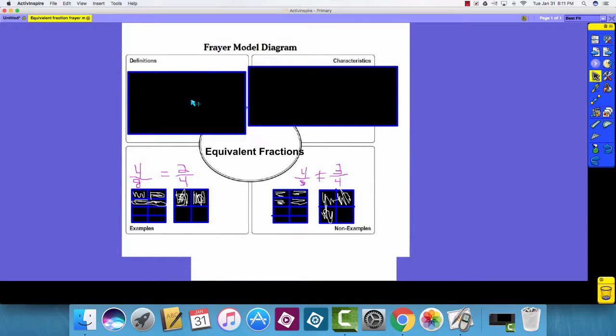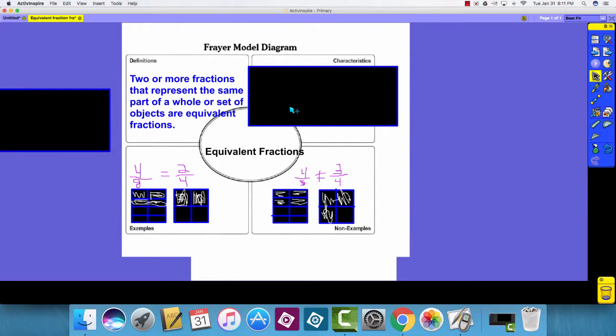So equivalent fractions. What exactly is an equivalent fraction? Well, equivalent fractions are two or more fractions that represent the same part of a whole or set of objects. For example, in our math message problem, there were two different pizzas, and we realized that the girls ate the same amount, even though they divided their whole up differently. One divided it into two equal pieces, and the other into four equal pieces. They both ate half of their pizza. So an equivalent fraction is just two or more fractions that represent the same part of a whole or set of objects. Pause the video, and we'll go ahead and write down this definition into your Foursquare.